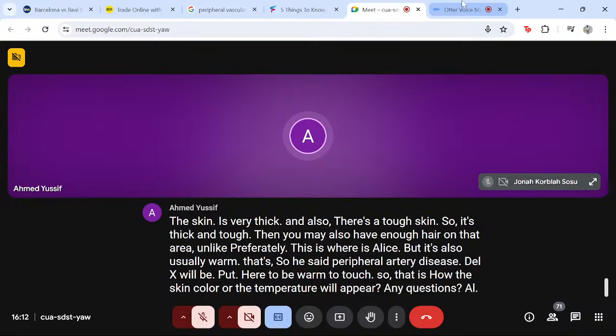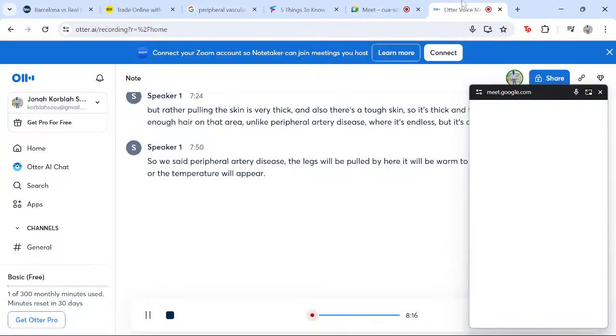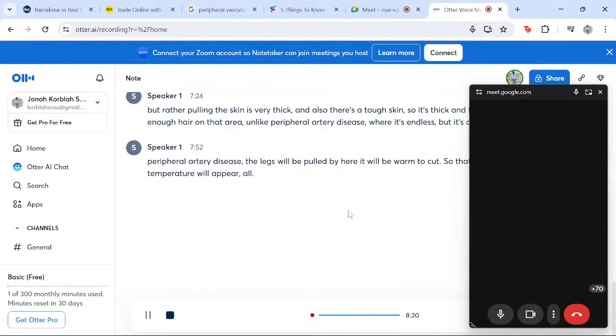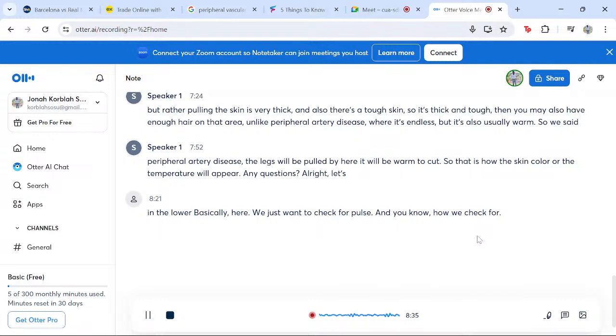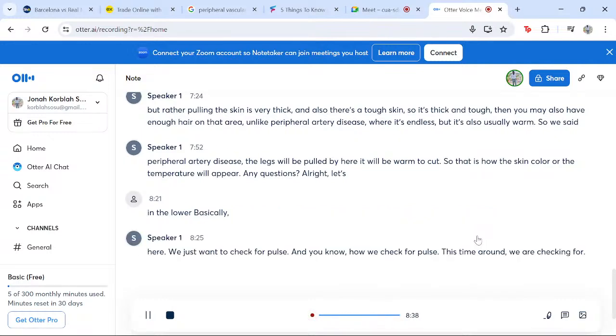All right. Let's look at the other S. The other S is strength of pulse in the lower extremities. And basically here, you just want to check for pulse. And you know how we check for pulse. This time around, we are checking for pulse on the leg because this is the affected area. It's not just any pulse. So you try to check for pulse on the leg.